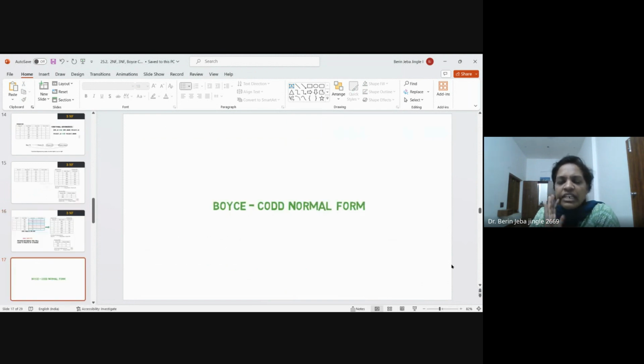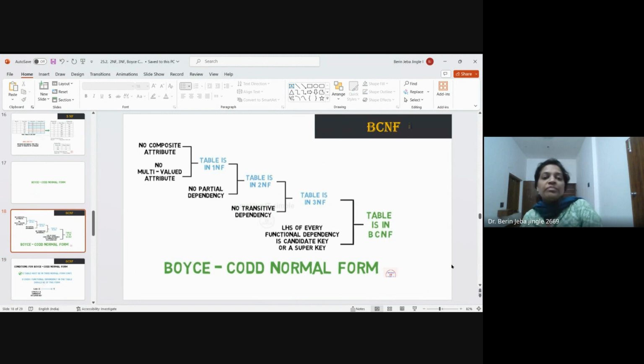So this is one. The next one is the Boyce-Codd normal form. So what is Boyce-Codd normal form? It is also a third normal form, but it is an advance of the third normal form. First it must satisfy the first normal form, then the second normal form, that the table must not contain any partial dependency. Then it has to satisfy the third normal form, that means no transitive dependency also.